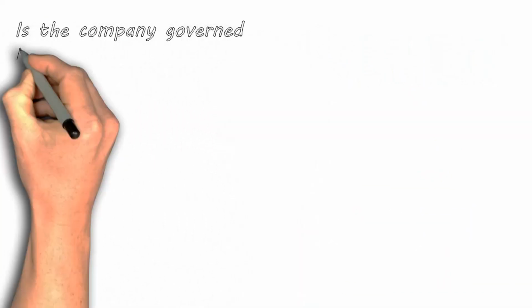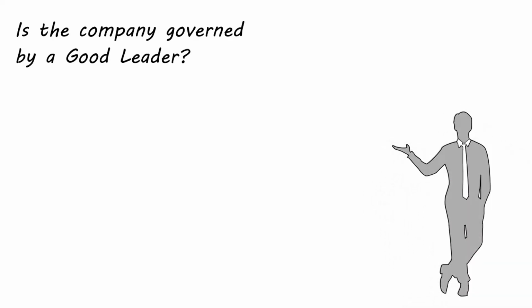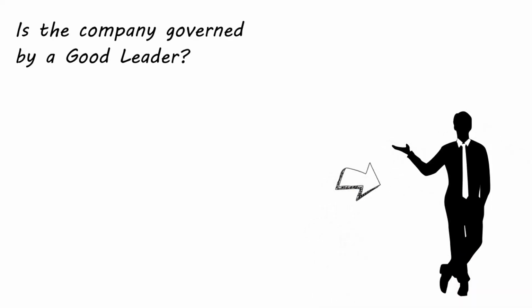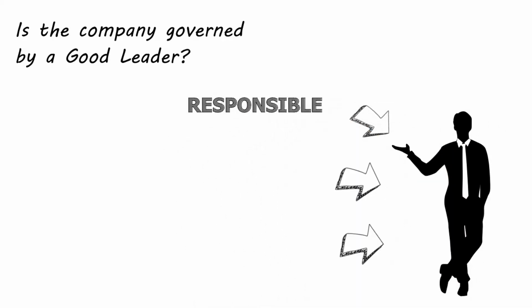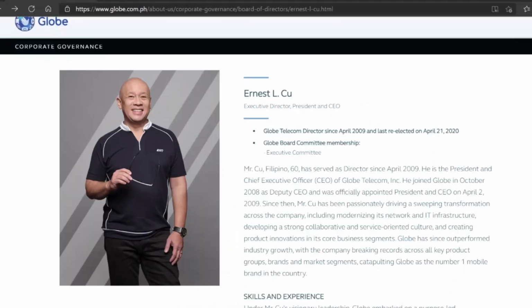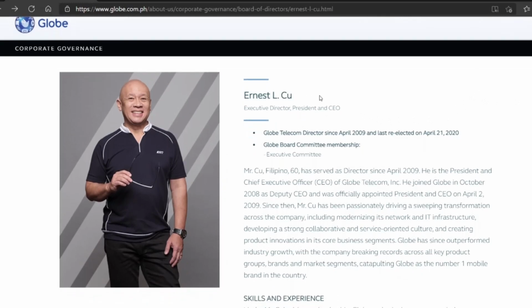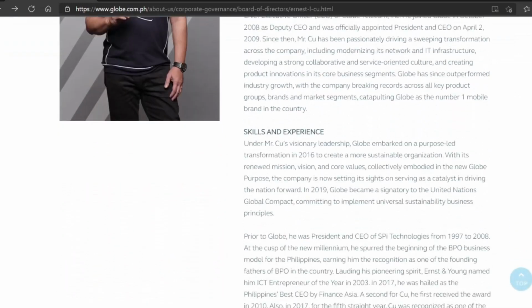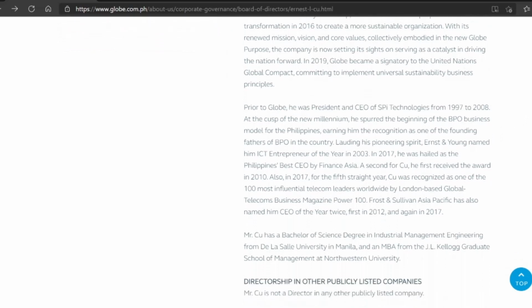Last on our checklist is a company governed by a good leader. Now, we don't need to be an investigator to do this. We have Google. What we want to see here is their experience, awards, etc. All of us want the one heading the companies we invest in to have a lot of experience. So we just search for the leaders of this company. For Globe, let's search it. Their CEO is Ernest L. Koo. By reading this article, we can see that this guy has a lot of experience. Even before Globe, he was a president of another company, and he has countless awards. So this is a check for us.